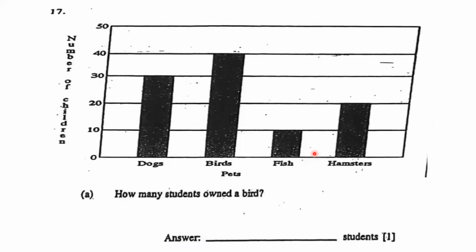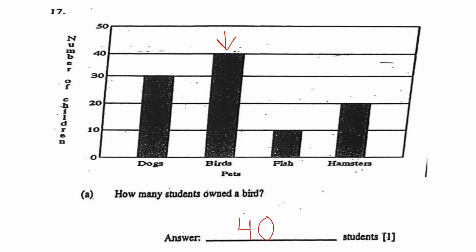All right, so let's go. The question is, for A, how many students own a bird? This one is very easy. We know that there are 40 students that own a bird. So 40 students.